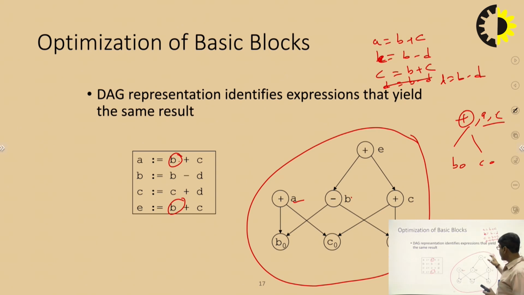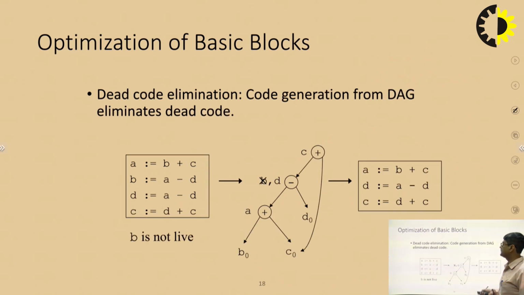So this DAG will depict where the local common subexpression has been identified by designing this diagram. If a local common subexpression is there, then you have to eliminate it. If it is not there, then there is no need. So this is the important advantage of this particular part.